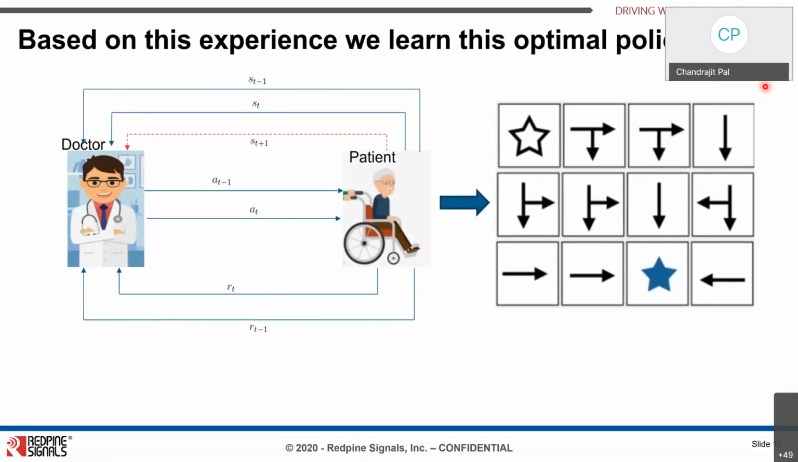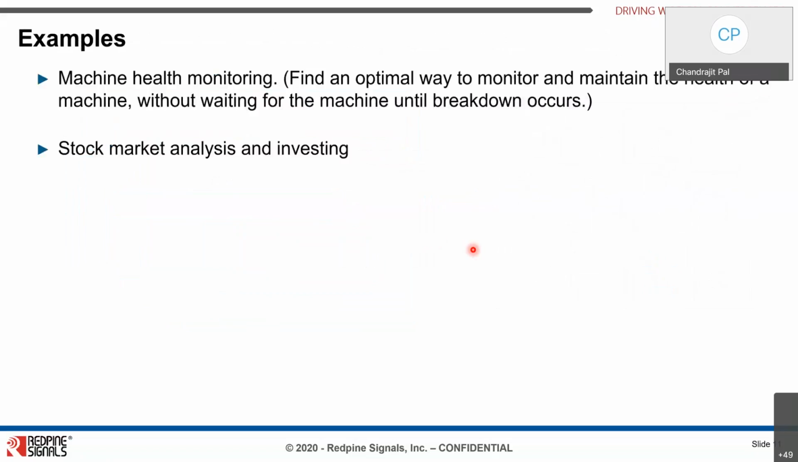Okay. So here I try to give an example of a doctor and a patient. There will be other health monitoring examples, like machine health monitoring, stock market analysis and investing. Okay, very unpredictable, those are. So machine health monitoring means, say for example, we did a project for the Indian Navy. There you need to monitor the health of the ship. Okay, the remaining life of the health of the ship.